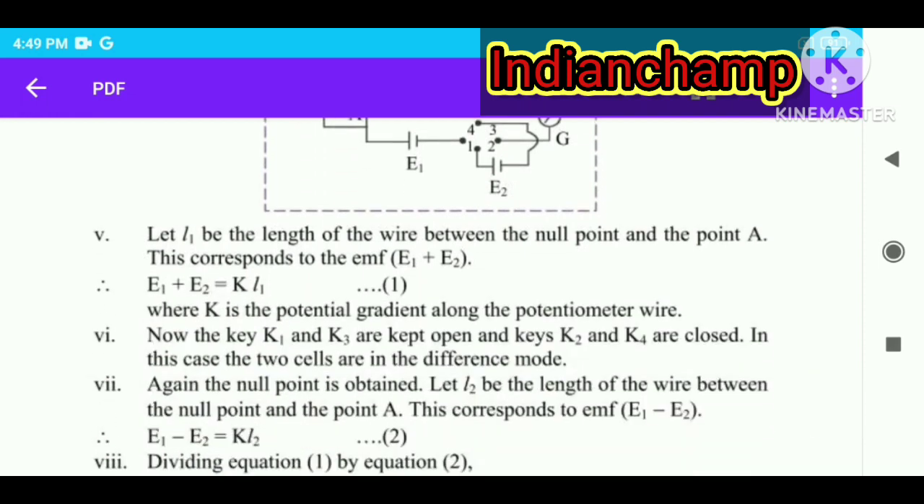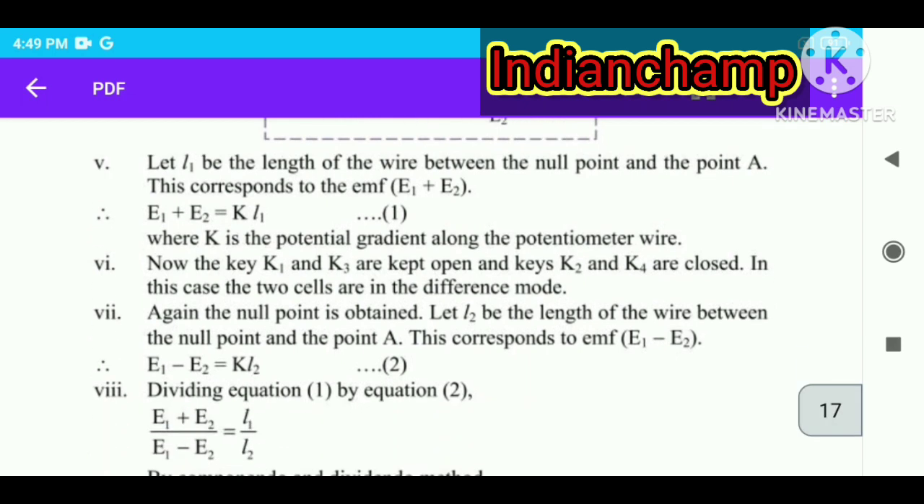Fifth, let L1 be the length of the wire between the null point and the point A. This corresponds to EMF E1 plus E2. Therefore, E1 plus E2 is equal to K into L1, equation first, where K is the potential gradient along the potentiometer wire.